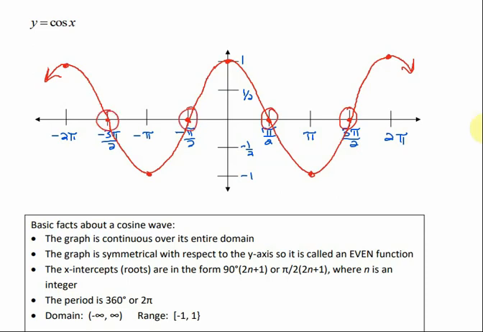The period is 360 degrees, or 2 pi, so it takes 360 degrees for one complete cycle. The domain is from negative infinity to positive infinity, and the range is from -1 to +1. If you'll remember, that's the same as the sine function.